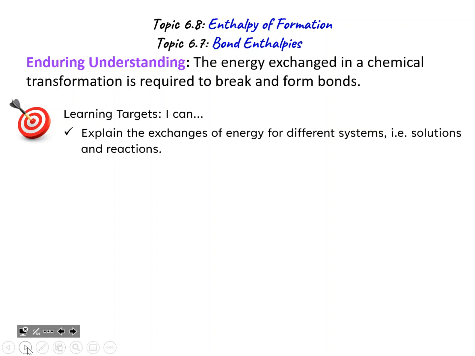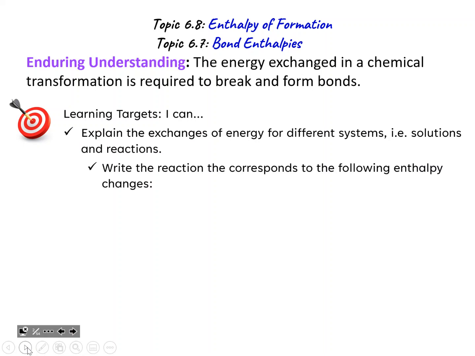Okay, so explain the exchanges of energy for different systems, solutions, reactions, okay? Write the reaction that corresponds to the following enthalpy changes. We have heat of formation, heat of combustion, heat of solution. They are specific to those particular processes. And then, okay, if it doesn't fit one of those particular categories, then in general, we usually just go like heat of reaction. Or if it is a phase change, it'll be like heat of vaporization or heat of fusion. So the little subscript is kind of telling you which type of process is occurring there.